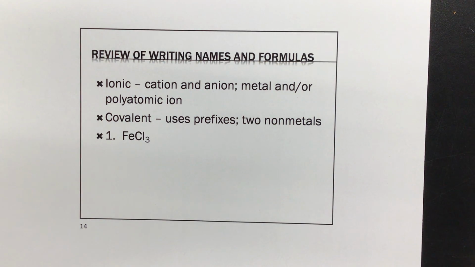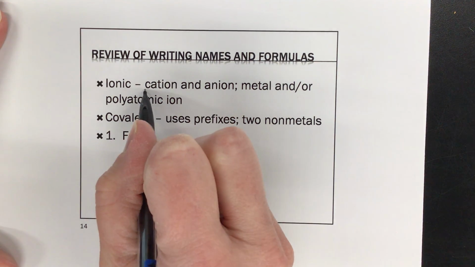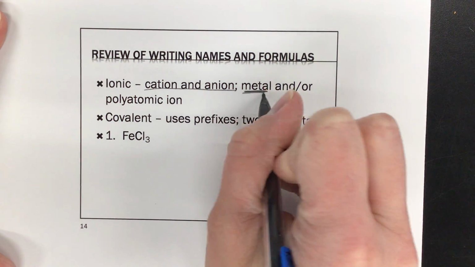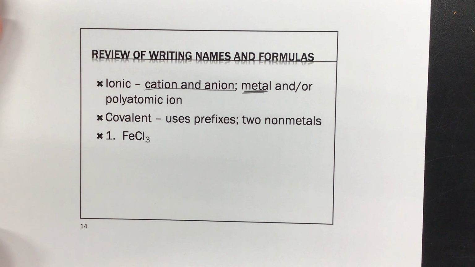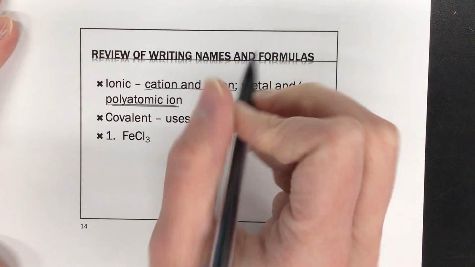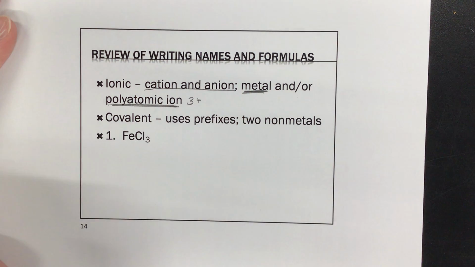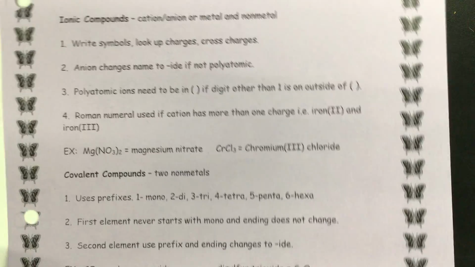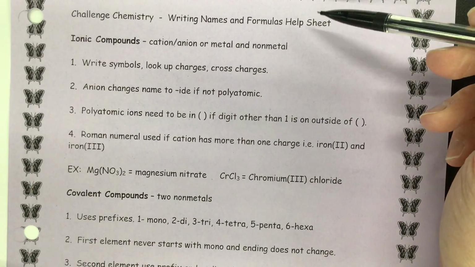So to tell the difference between when you're going to use the ionic rules and the covalent rules, ionics are going to have a cation and an anion. If you see a metal, that is a dead giveaway that you have an ionic bond. The polyatomic ions are also a dead giveaway, and so remember that's 3 or more capital letters or 3 or more symbols indicates a polyatomic ion. When you see those things, remember this lovely butterfly sheet, okay? You're gonna use the ionic bonding rules that are up at the top.